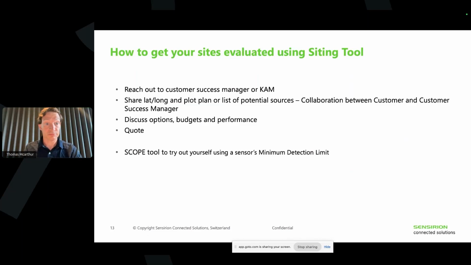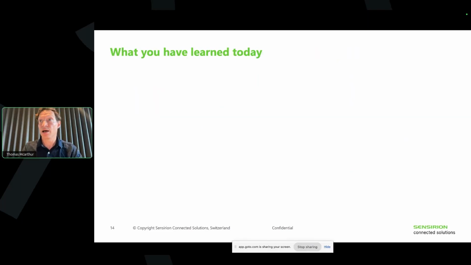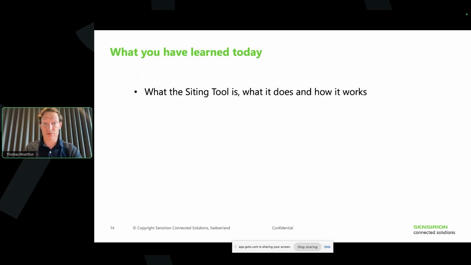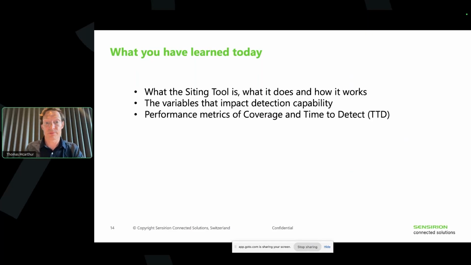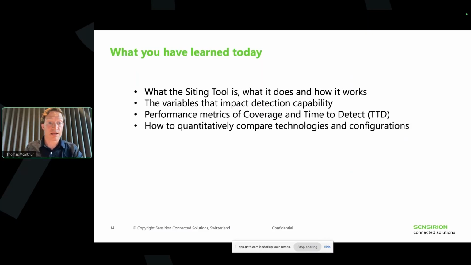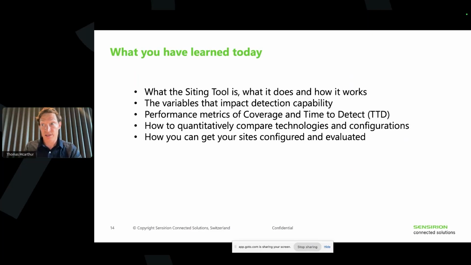Just to summarize everything that we've gone through, you should now know what the sighting tool is, what it does, how it works, the variables that impact detection capability, the performance metrics coverage and time to detect, and how to quantitatively compare technologies and configurations, and how you can get your sites configured and evaluated. So that seems to be right on time here.